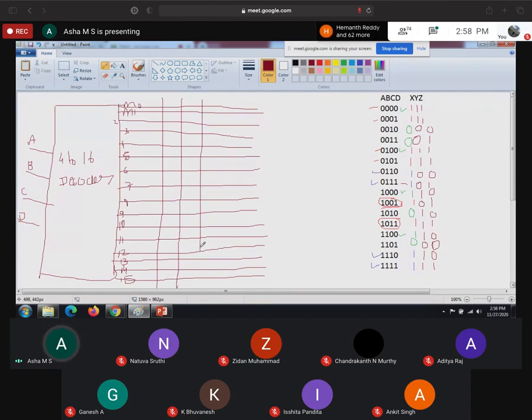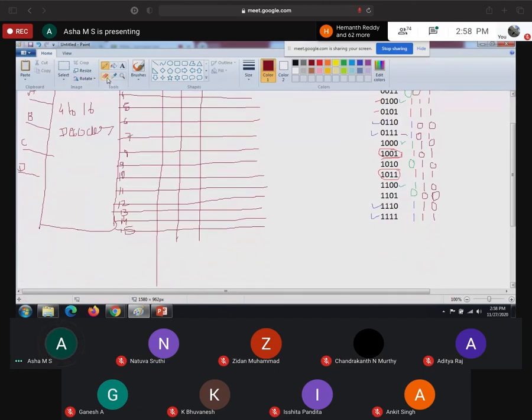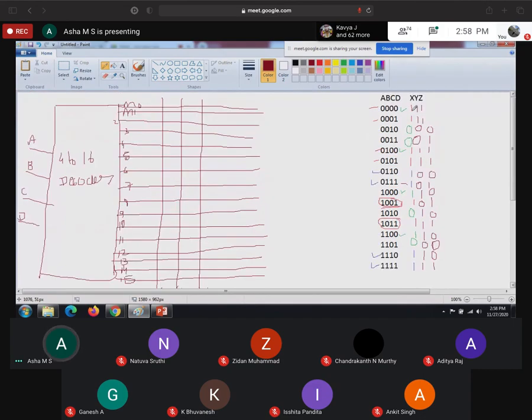So how many OR gates are required? 3 OR gates are required at the output side. This gives me X, this gives me Y, this gives me Z. So make a connection. Here no matter which is fixed, which is programmable, ROM will be represented by X mark.